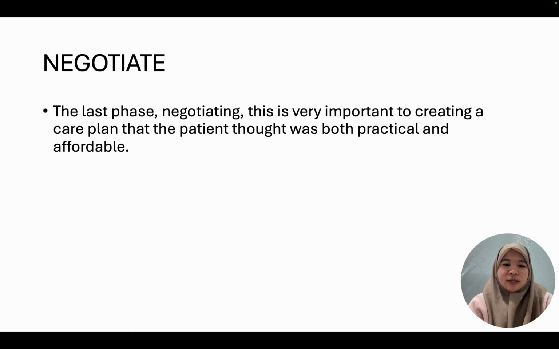Negotiate. This is the last phase. This is very important to creating a care plan that the patient thought was both practical and affordable. For example, we agreed that he should start a relatively simple exercise like taking short walks around home and progress to more strenuous ones as his confidence grew. We also talked about the possibility of occasionally treating him to his favorite dishes, provided he manages his portion size and balances them out with healthier choices.